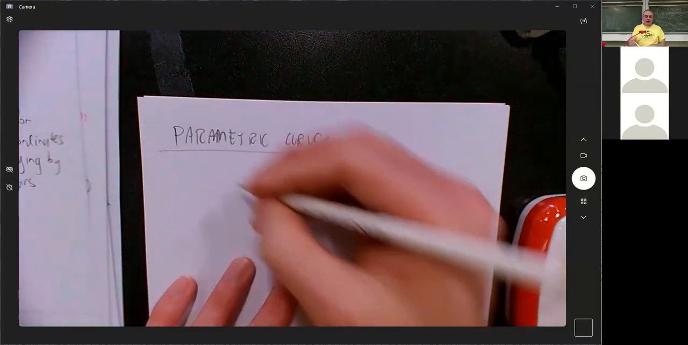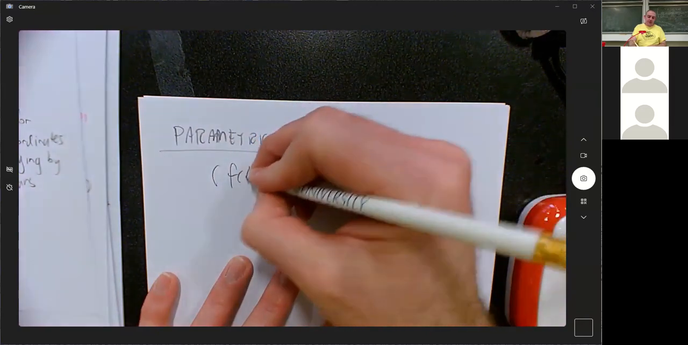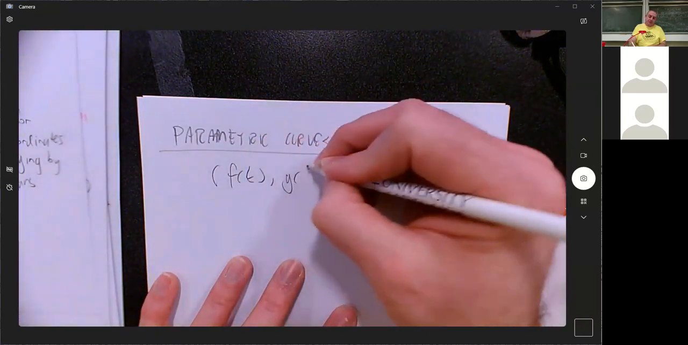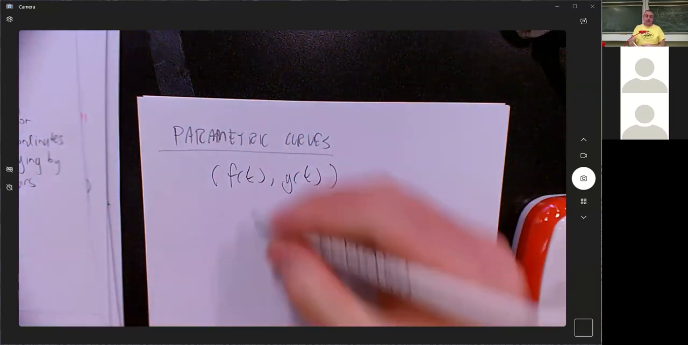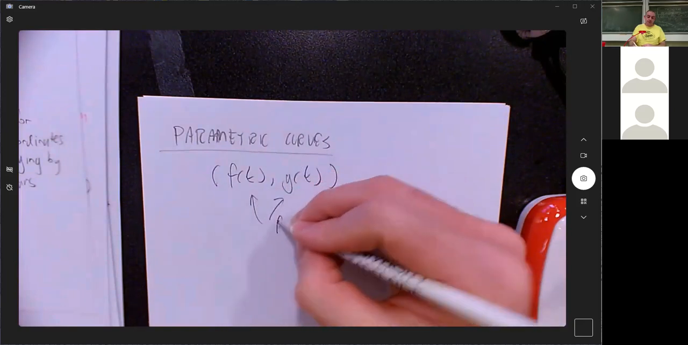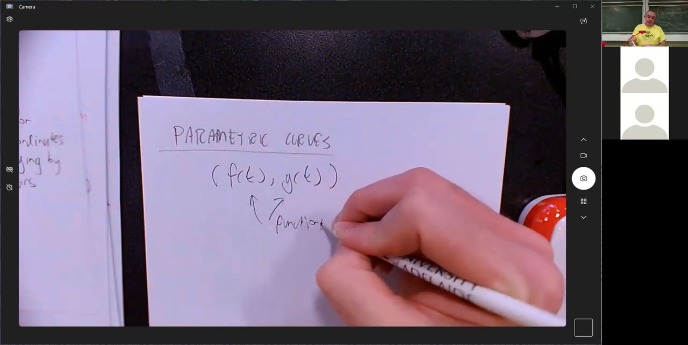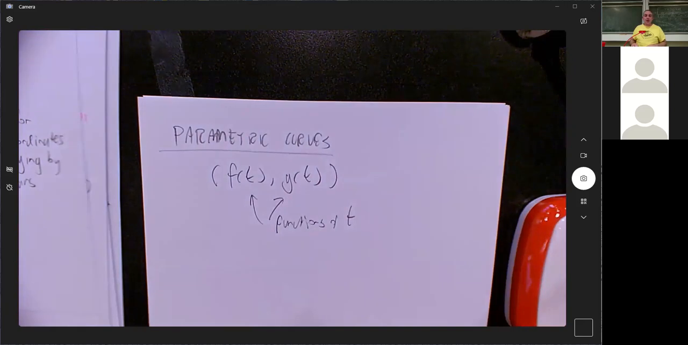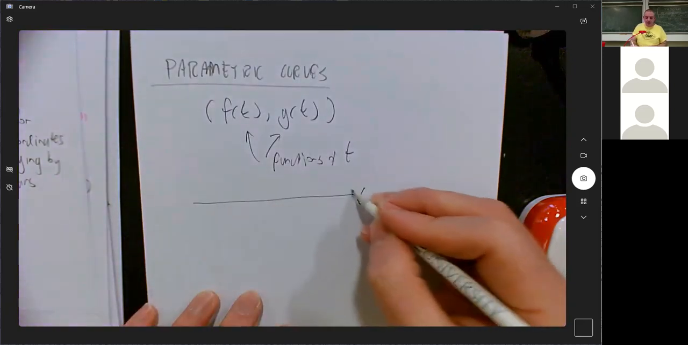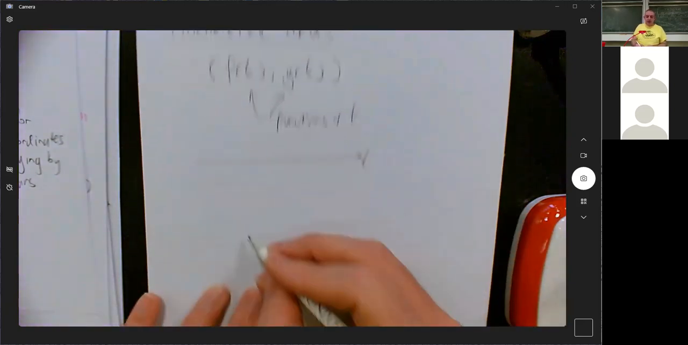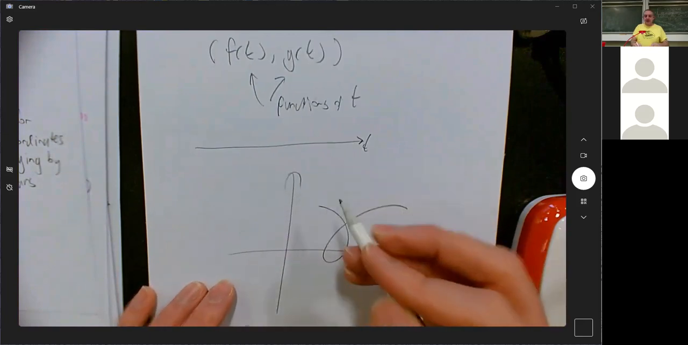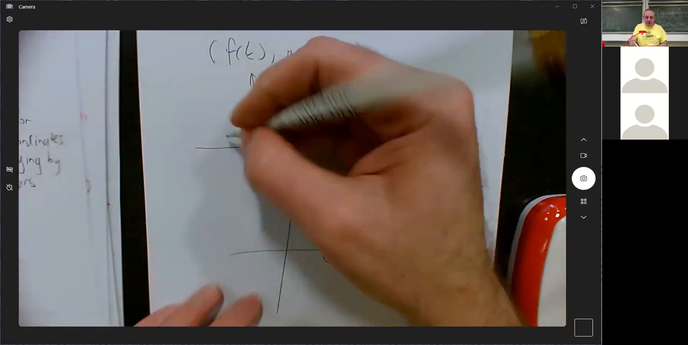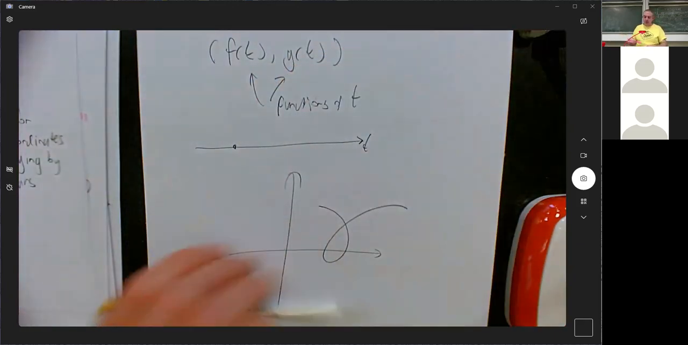So parametric curves have some function of t in each coordinate. And in 3D, you can have 3 coordinates, each with a function of t. And the idea is that this is all the options for t. And then here we are in 2D.